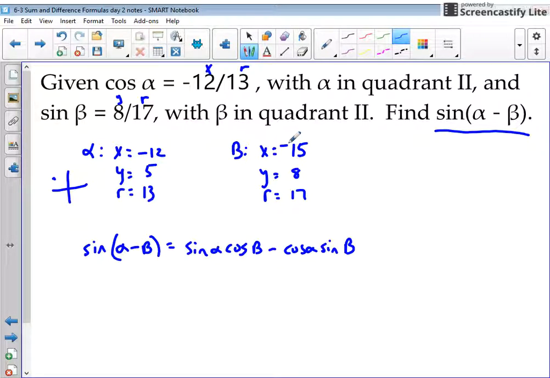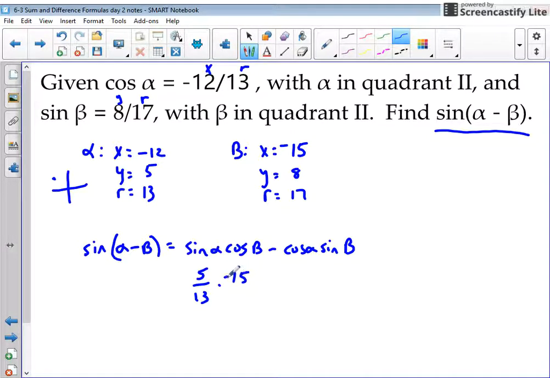The reason I needed that information is if I'm going to find the sine of alpha minus beta, I follow this formula that goes along with your formula sheet. Sine of alpha times the cosine of beta minus cosine of alpha times the sine of beta. And I can fill in that information. The sine of alpha is 5/13. So I've got 5/13 here. The cosine of beta will be negative 15/17.